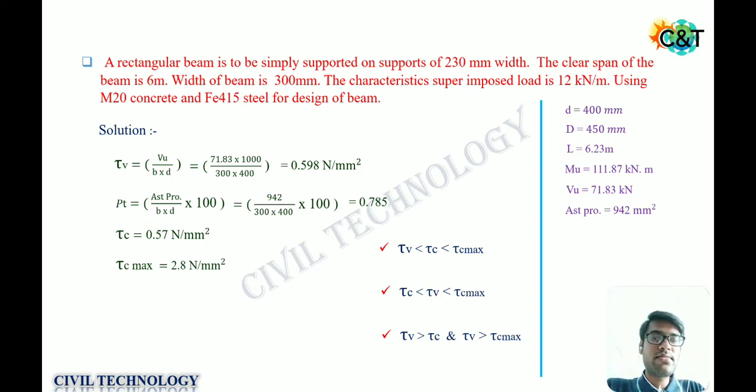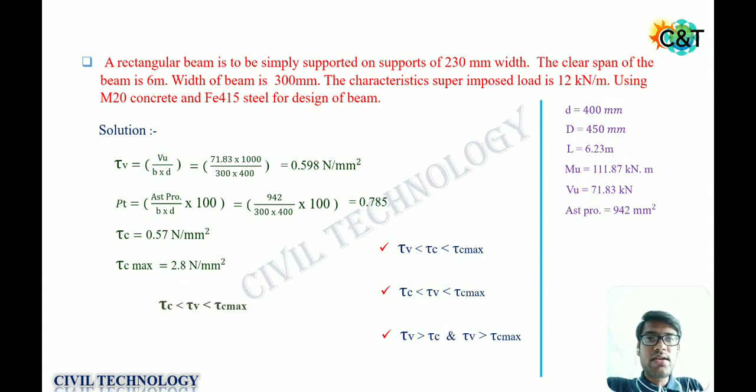But suppose this condition is not applicable, which means your tau v value is greater than tau c as well as tau c max. In that case you have to revise the section, meaning you have to revise the width and depth of the beam, but this is not required for our case. So let's calculate the shear reinforcement required for the beam.